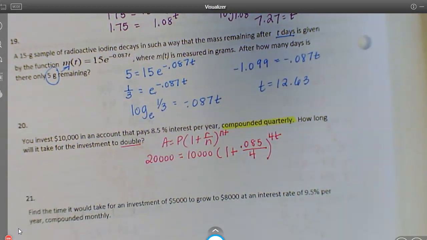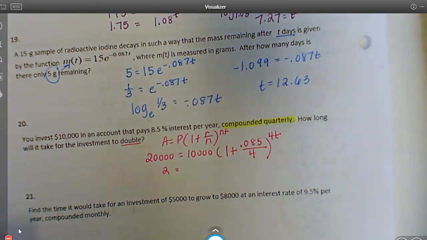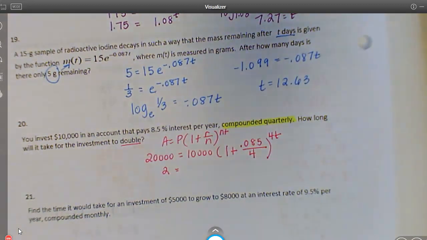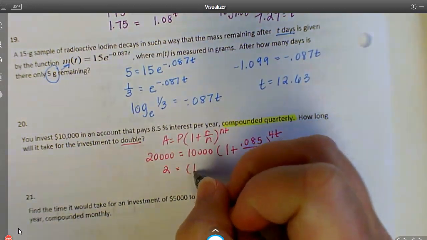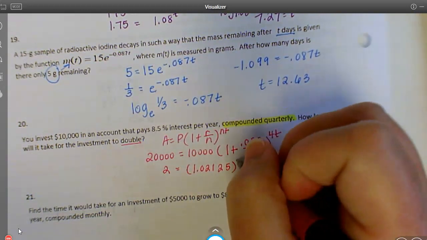Now, after I solve that, my first step is to get rid of that 10,000 because I want it to be a number to a power. So how do I get rid of that 10,000? Divide by it. So I'm going to have 2 equals whatever that is. I'm going to go ahead and put that in the calculator. 1 plus 0.085 divided by 4. It's kind of a long decimal, but it's not real long, so I'm just going to write the whole thing.